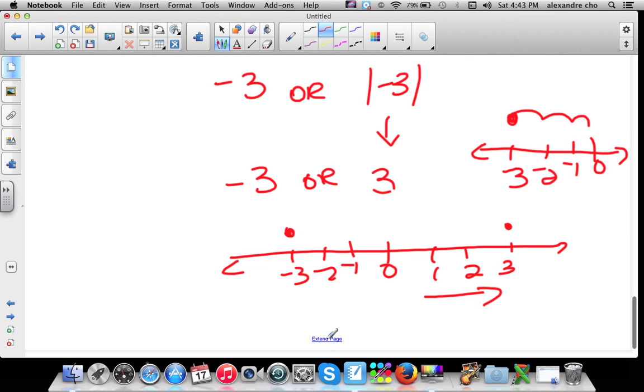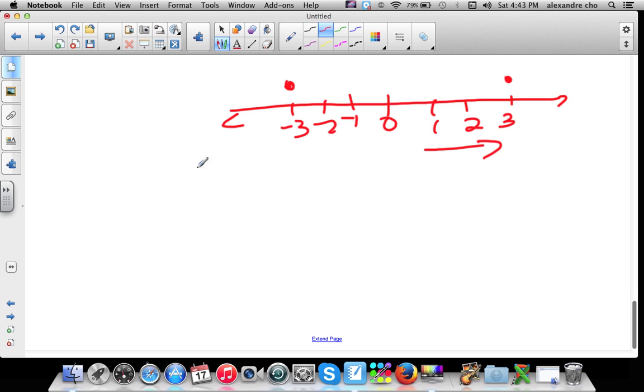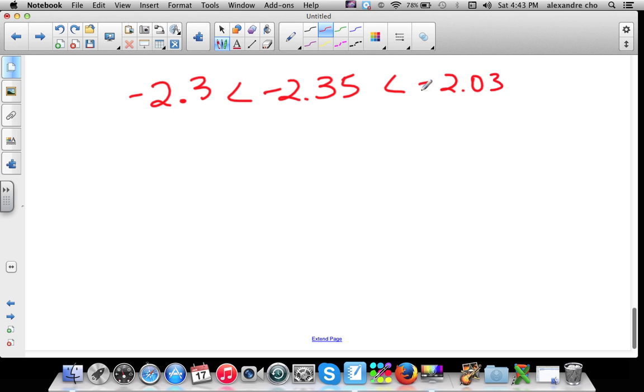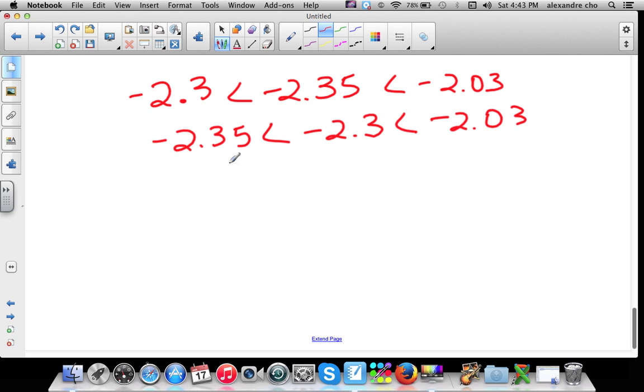Let's see, what else? Next one. Tony said, so you got two statements: negative 2.3 less than negative 2.35 less than negative 2.03. And Lisa says, no, that's not correct. This should be correct: negative 2.35, negative 2.3, negative 2.03. Alright, so who is right? Don't take a guess here.